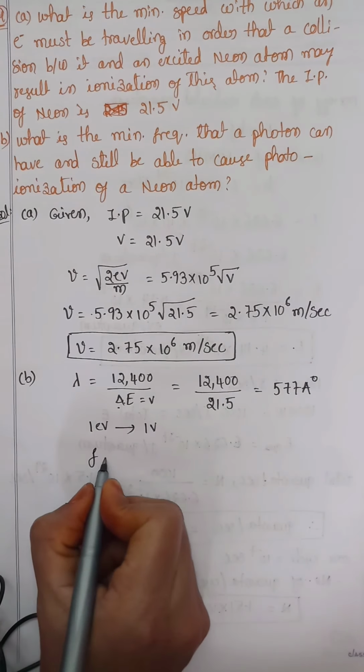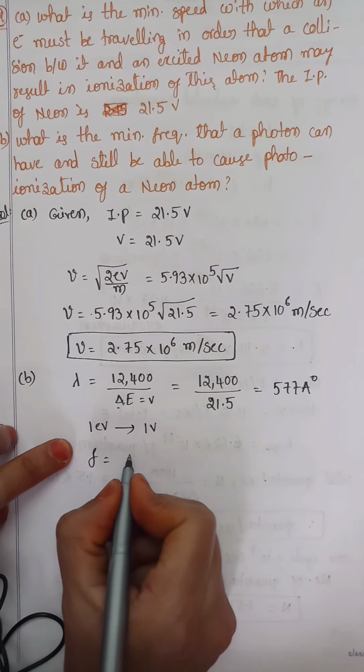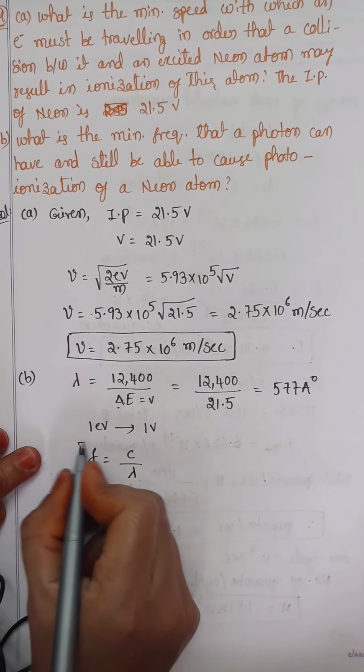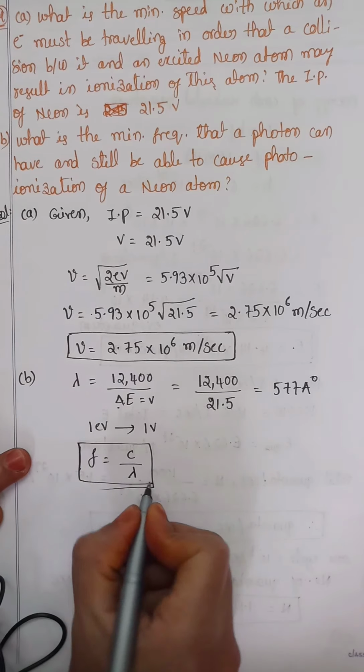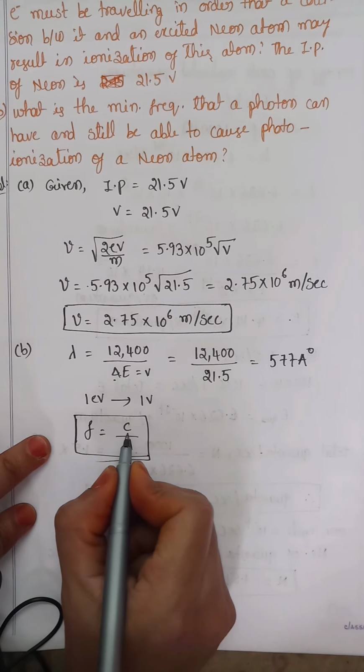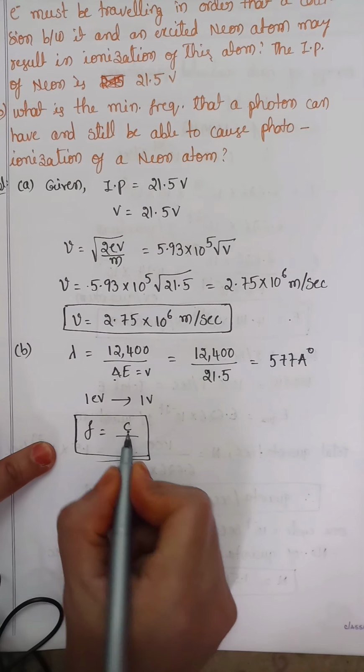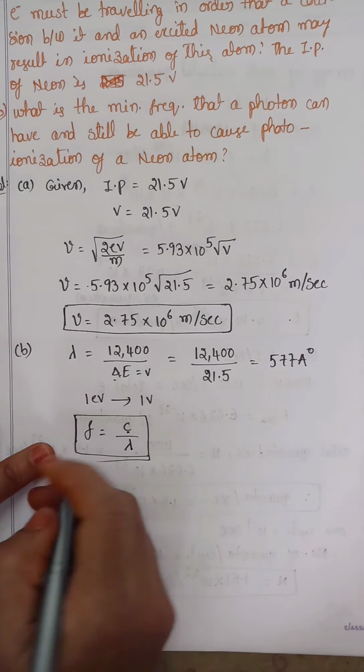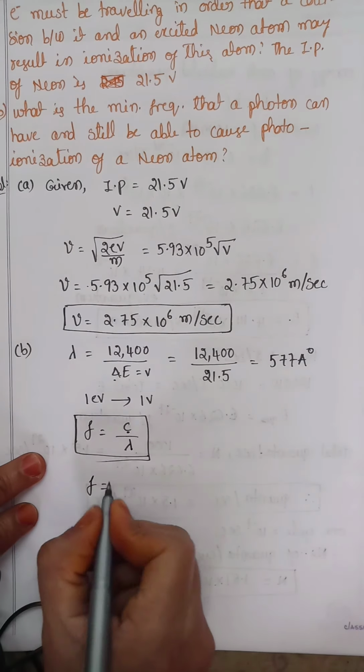Now, frequency of radiation F is equal to C by lambda. This is a standard formula. We know C, that means velocity of light. We know lambda. Then we have to find F. It is that simple. So, substitute C and lambda.